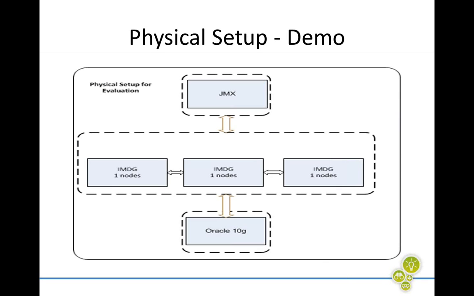This is what the physical setup of the demo application looks like. If you look at the bottom box, we have the Oracle database. We have 3 nodes of IMDG running in partitioned and replicated mode. And we have a JMX client on the top, which is going to fire certain queries onto the IMDG to fetch data sets.